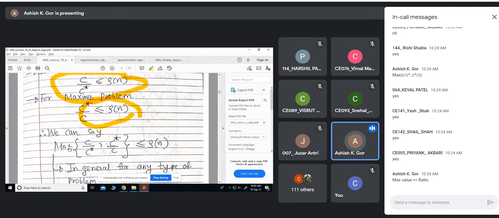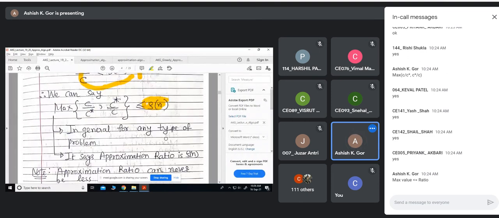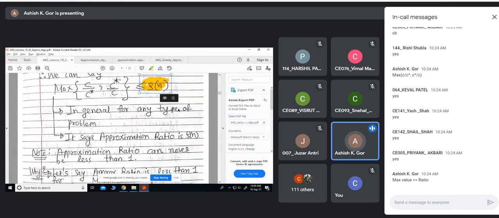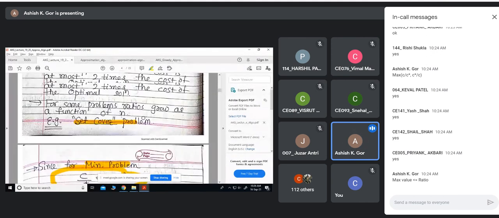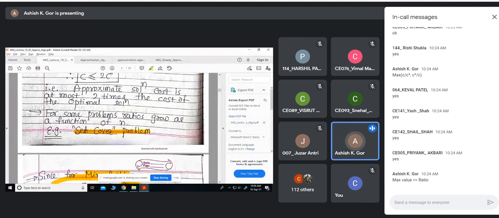So in general, max of this should be less than or equal to rho n. Okay, in general for any type of problem. And we say what? Rho n is what? Approximation ratio. So rho n is the approximation ratio. What I'm saying is, the set cover problem is one where the ratio is a function of n. It's log n. We will see that, ln n, log n.